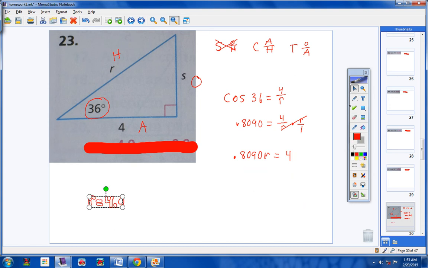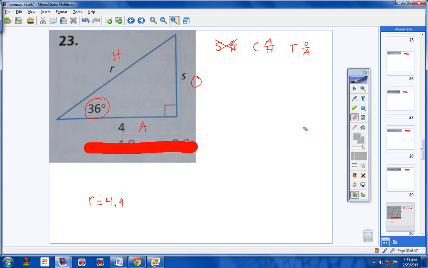Now, students, think about it. We didn't use sine because it did not have adjacent. We just used cosine. Now let's go on to tangent and see if that helps us find our last side here, which is S. So the tangent of what angle? 36 degrees equals opposite, which is S, over adjacent, which is 4, S over 4.